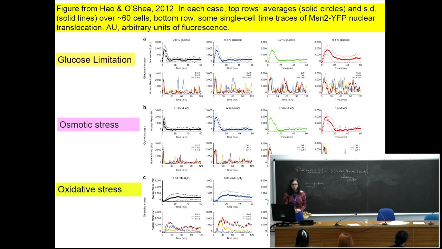This is the example in which they did the experiments with three types of stresses, and they observed different types of behavior of the same transcription factor. This is averages over many cells. These are some individual traces, and this is increasing stress, so glucose limitation is more limited here than here, and what you see is different behaviors. And for example, for oxidative stress it is very different.